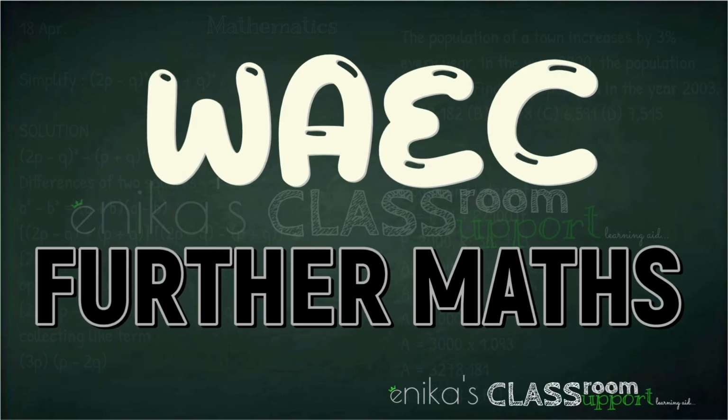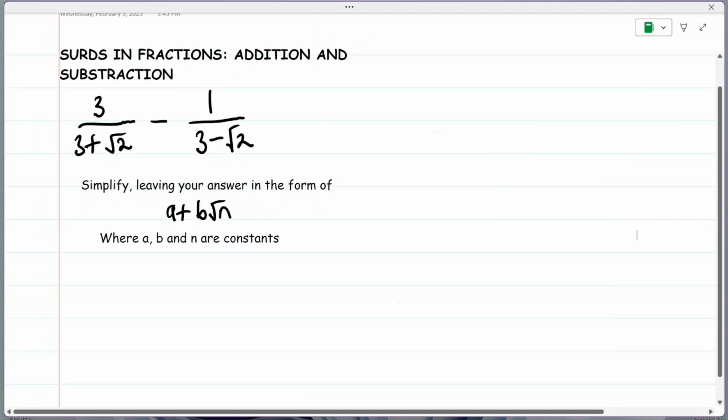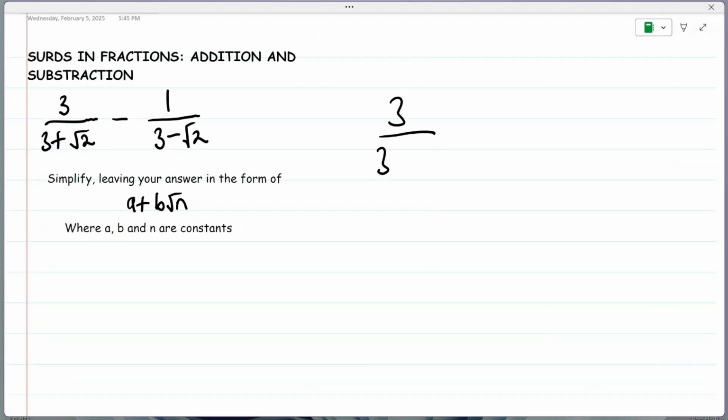We have this further math question that says 3 over 3 plus root 2 minus 1 over 3 minus root 2. Leave your answer in form of a plus b root n, where a, b, and n are constants. This is a further maths question and it's quite easy. It's just telling you to work on this surds question in form of subtraction of fractions. We have 3 over 3 plus root 2 minus 1 over 3 minus root 2.